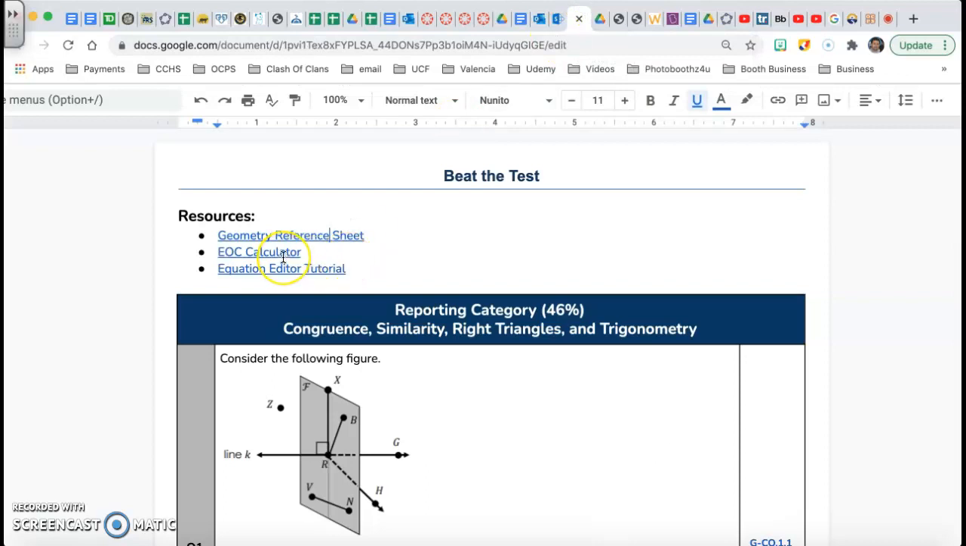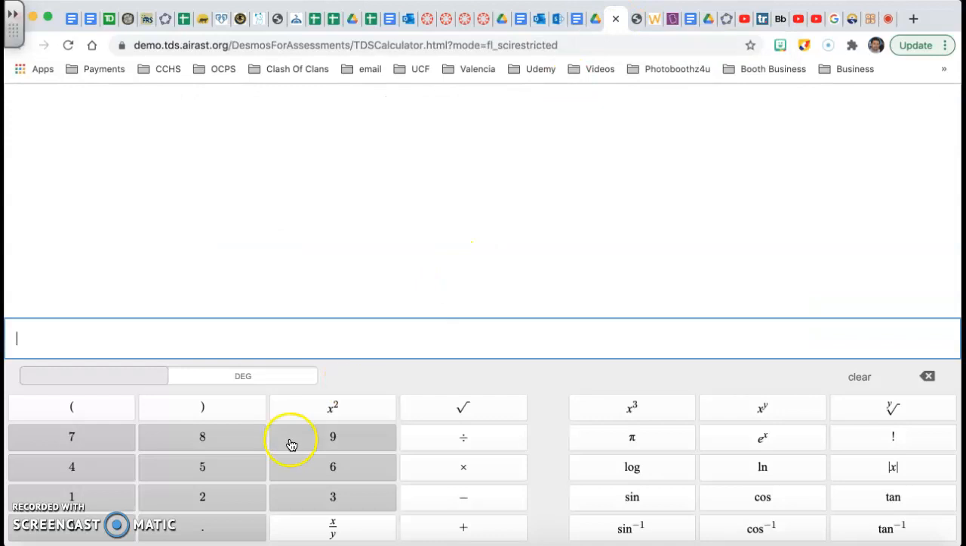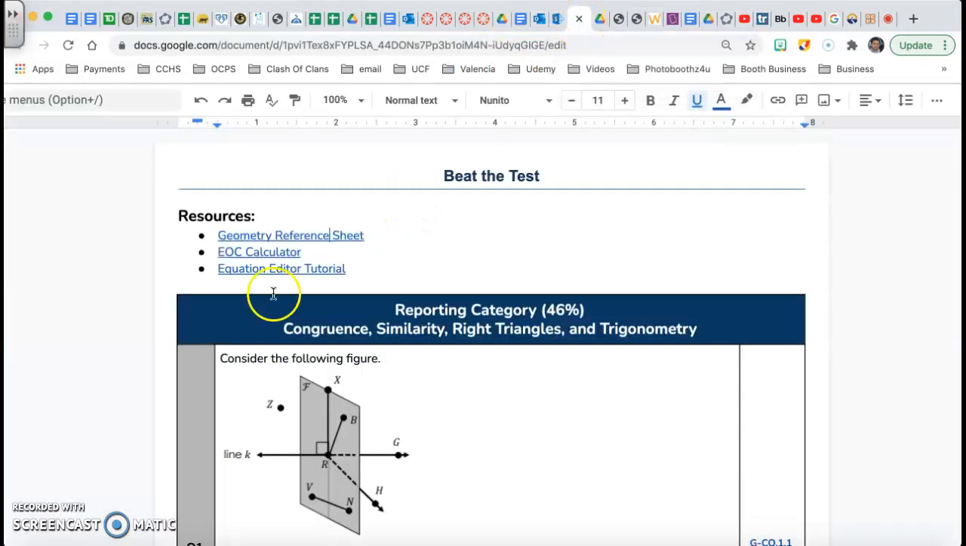Next one, the EOC calculator. This is the official calculator that you're able to use the day of the exam. It's kind of a little bit weird. Fractions are here on the bottom, x squared, square root, sine, cosine, and tangent, the inverse functions to find the angles, to raise to a power, a radical. Get used to it.